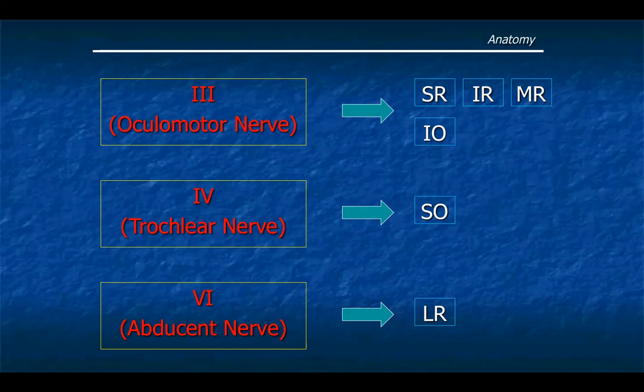The 4th cranial nerve, or the trochlear nerve, supplies the superior oblique muscle, and the 6th cranial nerve, or the abducent nerve, supplies the lateral rectus muscle.